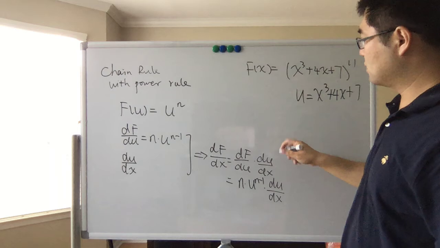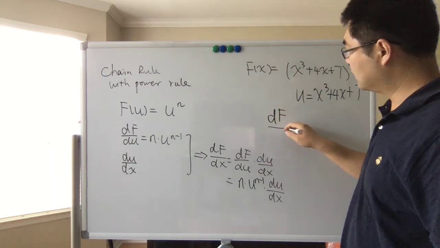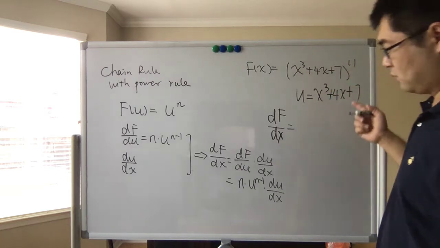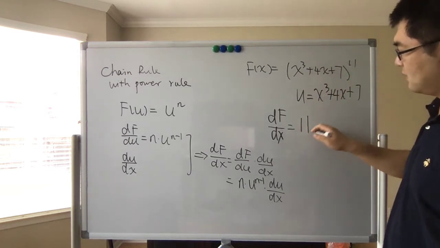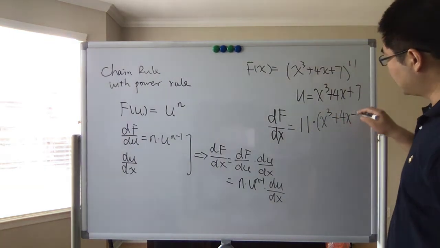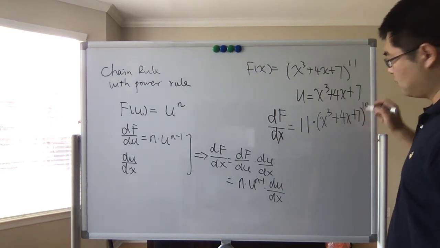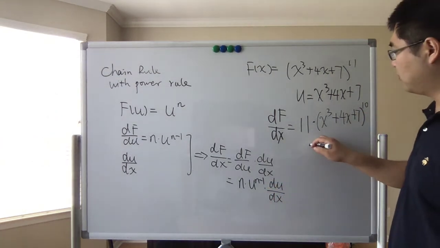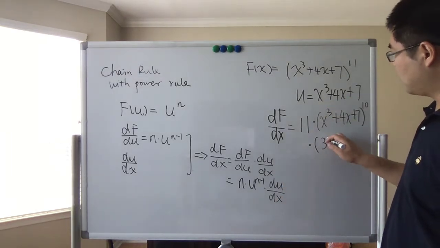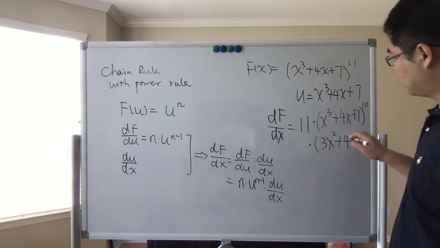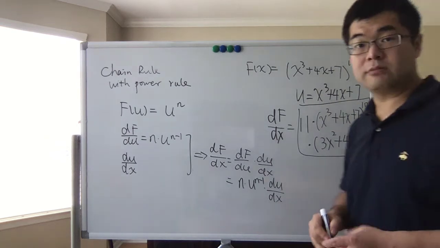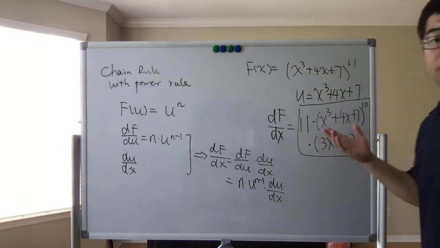And following this, what we can do is df dx, and of course n here equals 11. Equals what? Equals 11 times x cubed plus 4x plus 7 to the power of 10, which is n minus 1, multiplied by du dx, which is the derivative of the inside function, which is 3x squared plus 4, okay? And that's it. That is the chain rule with the power rule. So it's very straightforward, okay, guys?